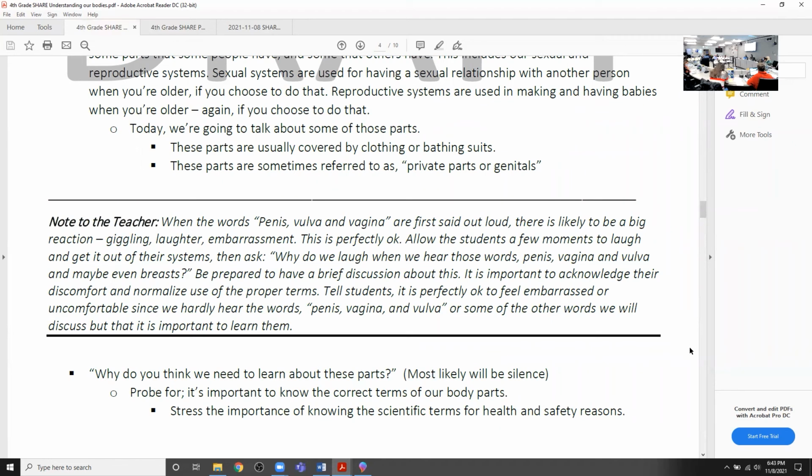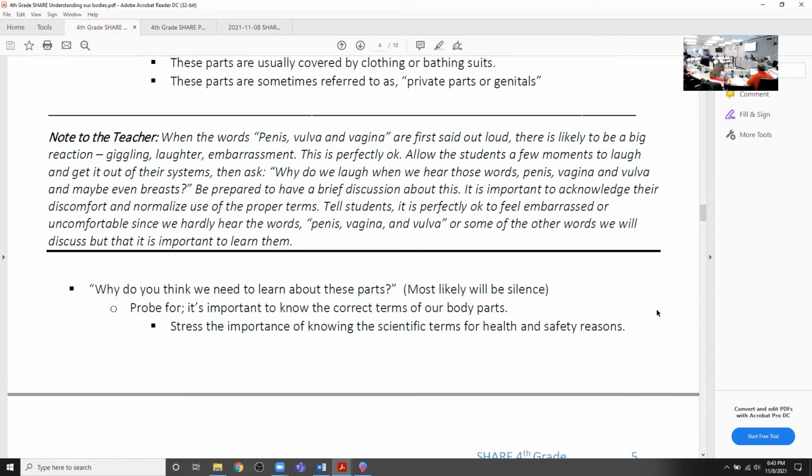It's important to acknowledge their discomfort and normalize the use of the proper terms. Tell students it's perfectly okay to feel embarrassed or uncomfortable, since we hardly hear the words penis, vagina, and vulva, or some of the other words we will discuss, but that it's important to learn them.